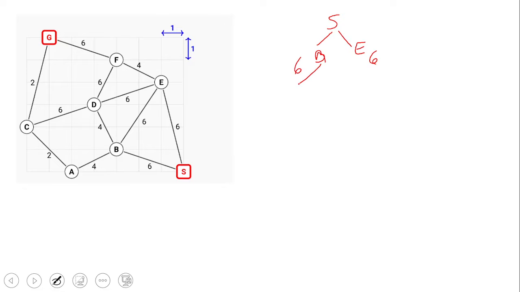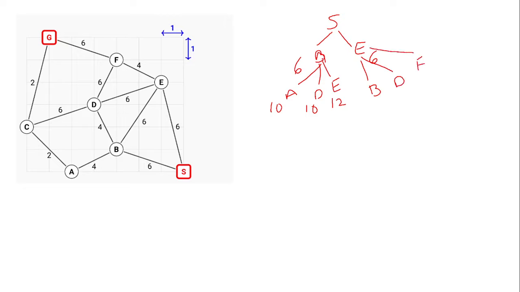B is connected to A, D and E. Now what is the distance from S to A via B? S to B is 6, from B to A is 4, so that is 10. D is also 10. E is 12. Next, if I expand E, what are the nodes connected to E? B, D and F. From S to E and E to B, 12, and D, 12, and F, 6 plus 4, 10. This is the partial solution we found till now.